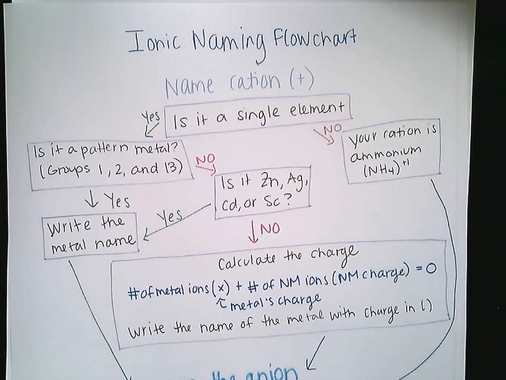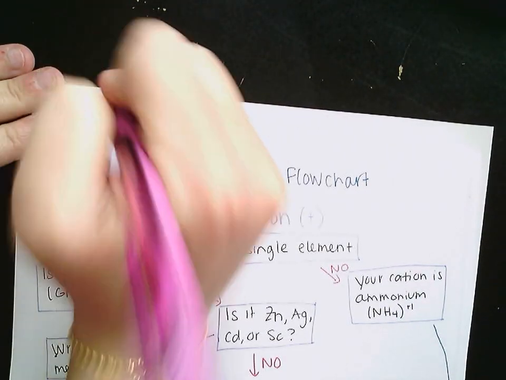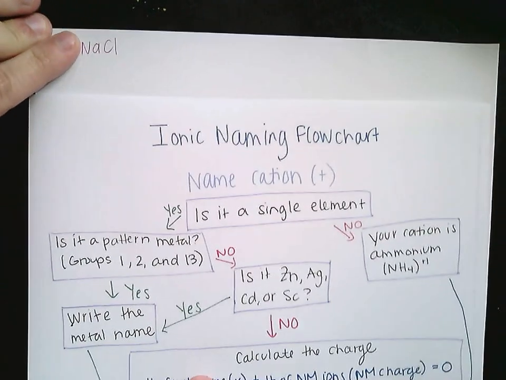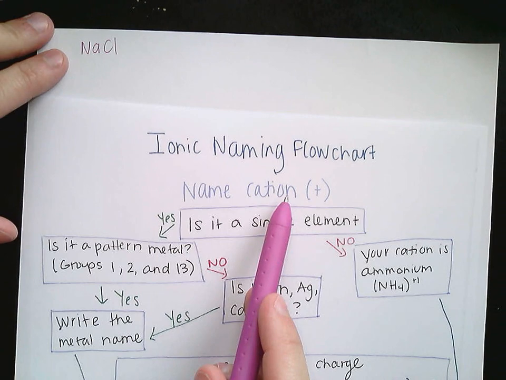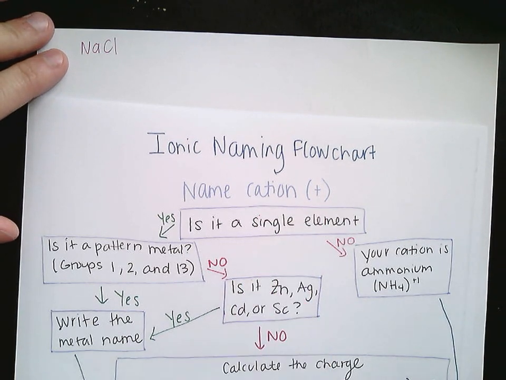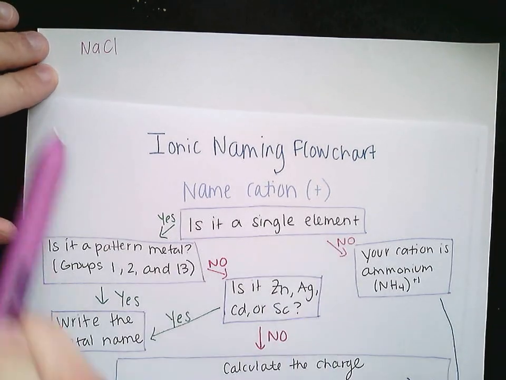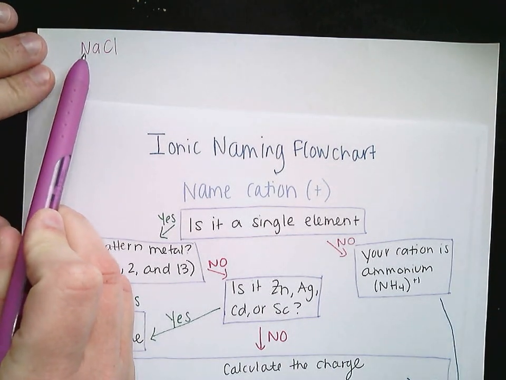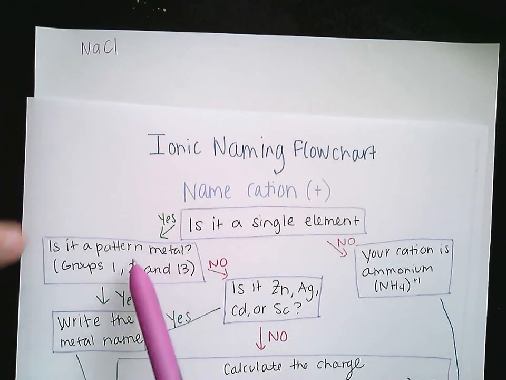So whenever I give you a compound, say I give you something like NaCl, the very first thing that I need to do is name the cation. Remember, cation means our positively charged ion. So then the question is, is it a single element? Na, only one capital there, so yes, it is a single element. So I'm going to follow the yes.